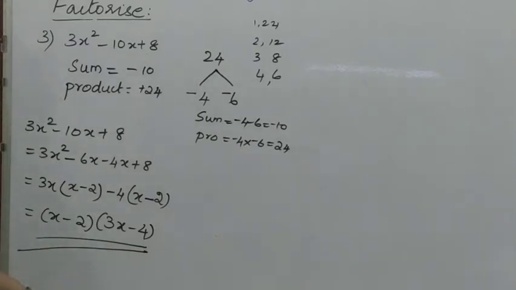I think the concept is clear to you. Now it is fast, only you can do. So I am winding up here. 3x square minus 10x plus 8 is equal to x minus 2 into 3x minus 4.